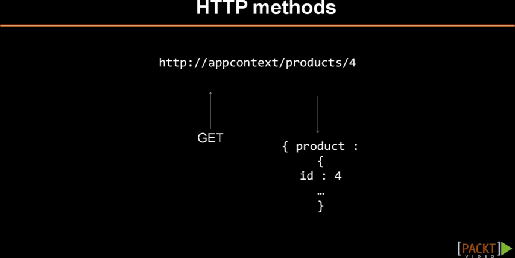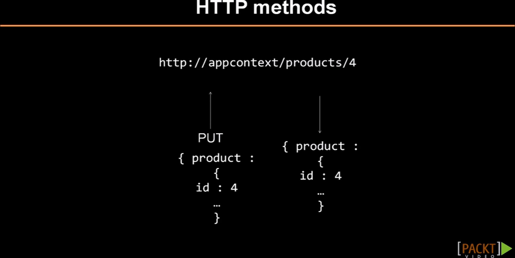Another important characteristic is the usage of HTTP methods. All communication between a client and a RESTful web service endpoint happens over the HTTP protocol. The HTTP protocol defines methods, sometimes called verbs, to indicate an action to be performed. So if you want to get info about a product with ID 4, you make a GET request to the URL /products/4. You always use GET to retrieve a resource.